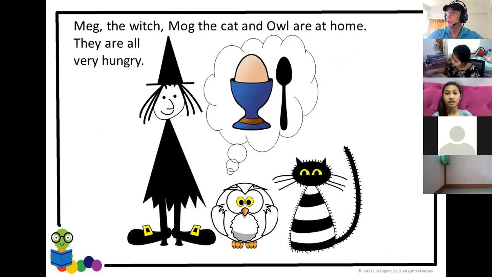Meg, the witch, Mog, the cat, and Owl are at home. They are all very hungry. Here we see Meg, the witch. She's got no arms. Oh, that's funny. Here we see Owl. And here we see Mog, the cat. Can't see Mog's legs. And Owl is thinking about an egg to eat because they are very hungry.